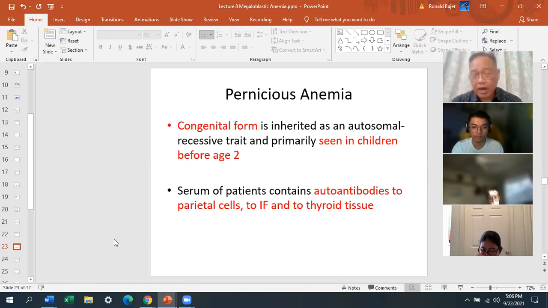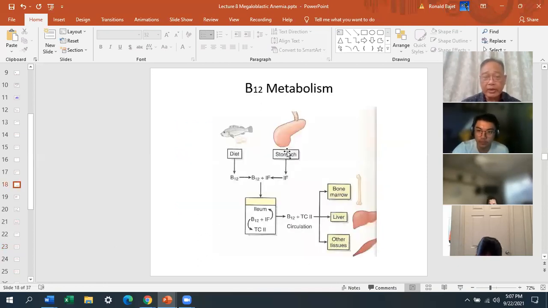And what happens is there are autoantibodies. The serum of patients contains autoantibodies to the parietal cells. You can have antibodies to the parietal cells in the stomach, to the intrinsic factor, and to thyroid tissues. If you have an autoimmune disease that attacks the parietal cells, or especially your intrinsic factor, it's going to create, obviously, pernicious anemia. Because if you don't have intrinsic factor, then you won't have the vitamin B12 intrinsic factor complex and go through the cycle. Okay, so that's where autoantibodies will attack. If you have something attacking your stomach or intrinsic factor, you're going to get pernicious anemia.